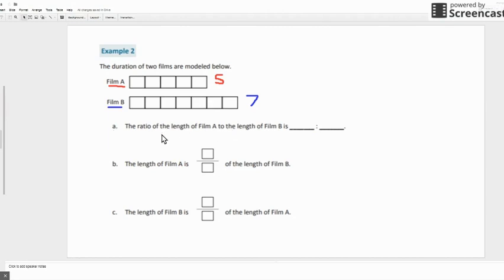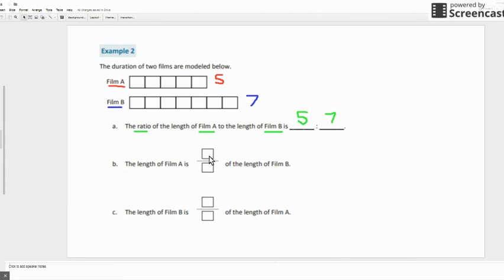So what's being presented in A is something for us to do. The ratio of the length of film A to the length of film B is. Well, this is something we've seen before. So let's get out the green pen. The ratio of film A to film B is, well, film A is 5. So let's write 5 because that comes first. Film B is 7. That comes second in our ratio. So there you go. That's the types of ratios we've been talking about for the past 6 lessons. Well, now let's look at B.